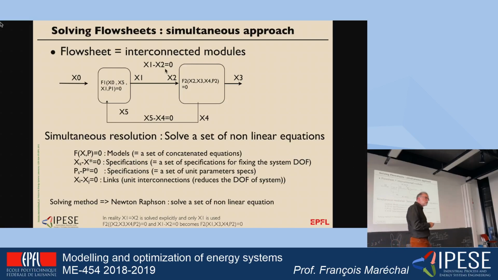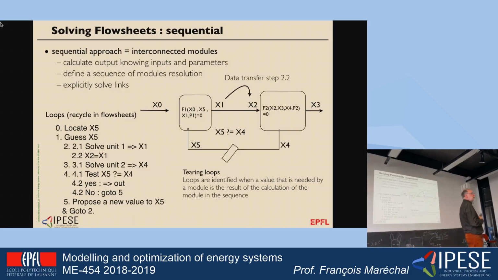This flow sheet can also be solved in a sequential approach. In a sequential approach, I will have to consider that, for example, I can solve this unit and calculate the outlet, then transfer the data to the next unit and solve the next unit. But what you can realize here is that the outlet of this unit is used as an inlet to this one.